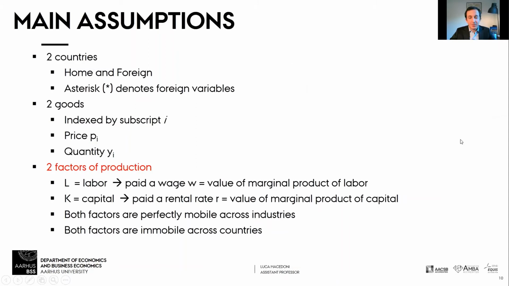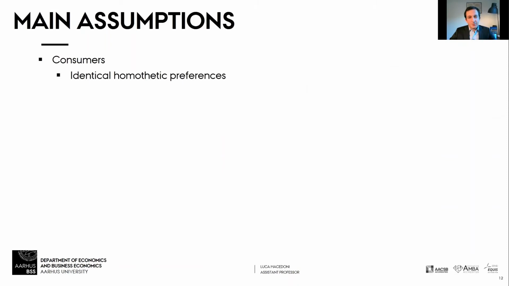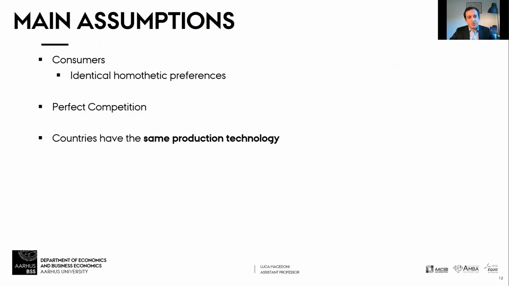So capital and labor are mobile across sectors, but they're immobile across countries. There's no foreign direct investment, and there's no migration in the model. We're still going to have consumers with identical homothetic preferences across countries, perfect competition, just like last time. And then countries are going to have the same production technology.